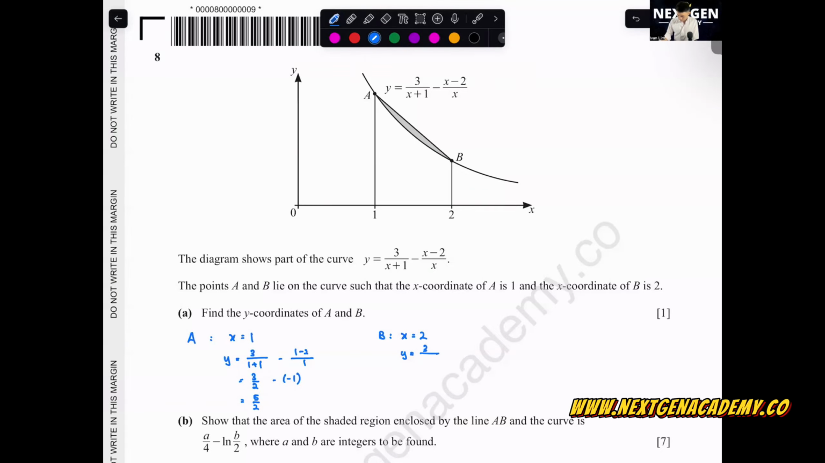y equals 3 over 2 plus 1 minus 2 minus 2 over 2, which is 3 over 3 minus 0. This one is equal to 1. Okay, so for point A, we can just label it as 1 and 5 over 2. For B, it is 2, 1.